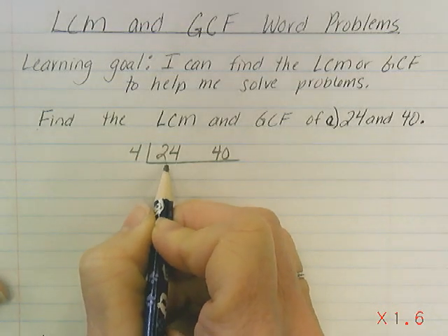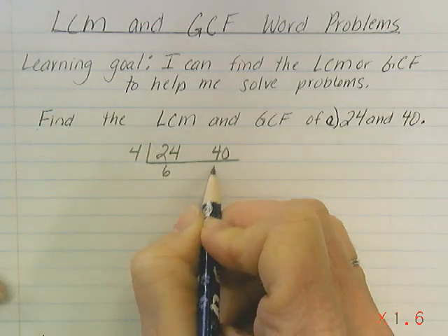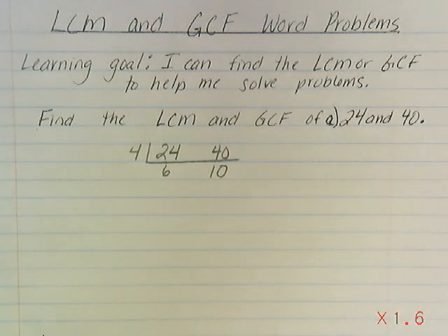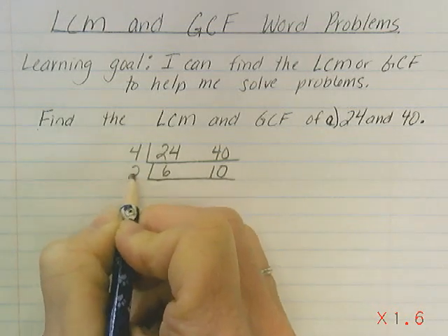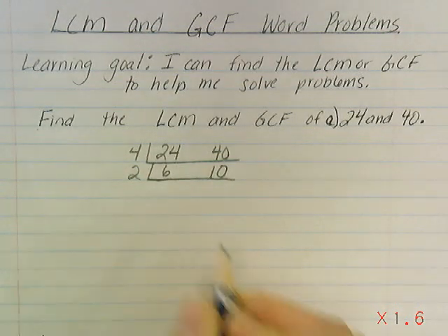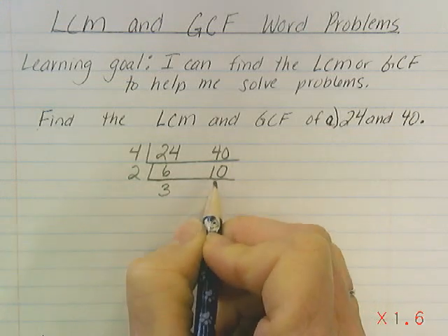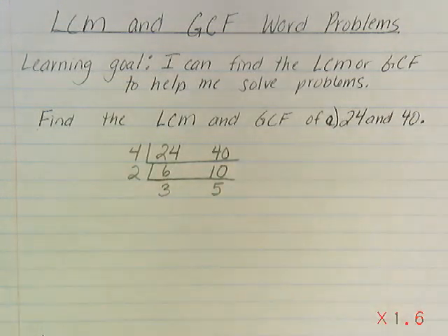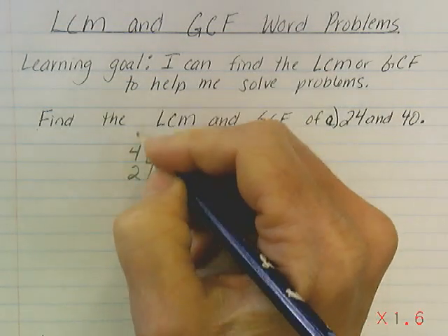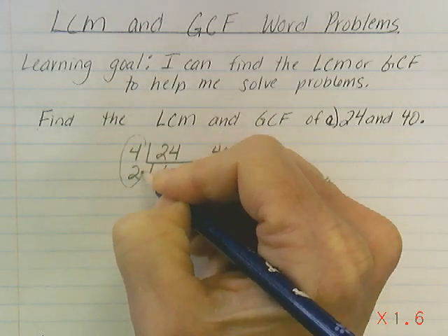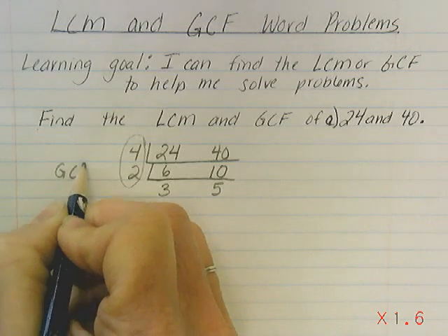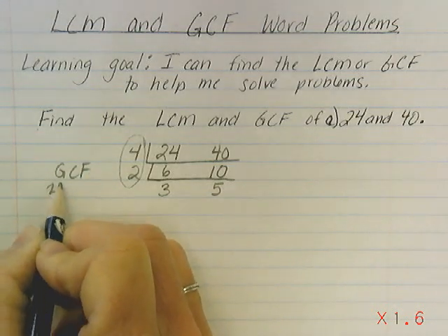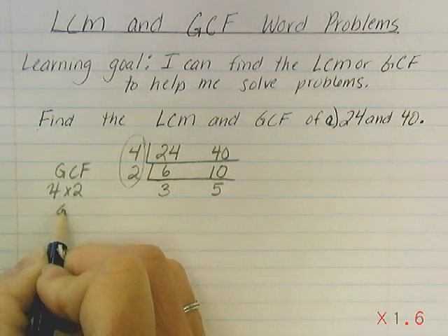24 divided by 4 is 6, and 40 divided by 4 is 10. I notice both those numbers are even, so I can divide again by 2. So we're going to add another layer. And 6 divided by 2 is 3, 10 divided by 2 is 5. So to find the GCF is the product of these outside numbers on the left-hand side. So our GCF is 4 times 2, which is 8.